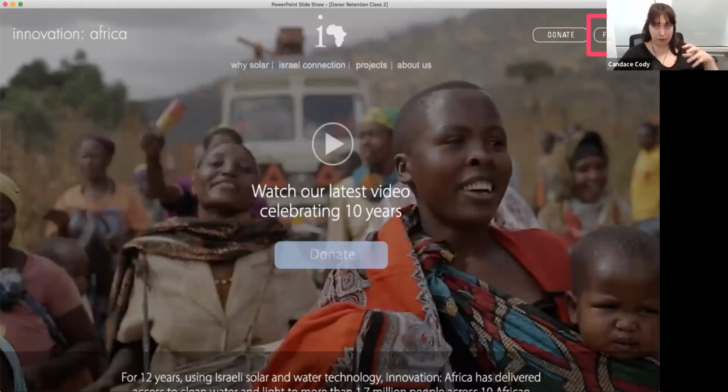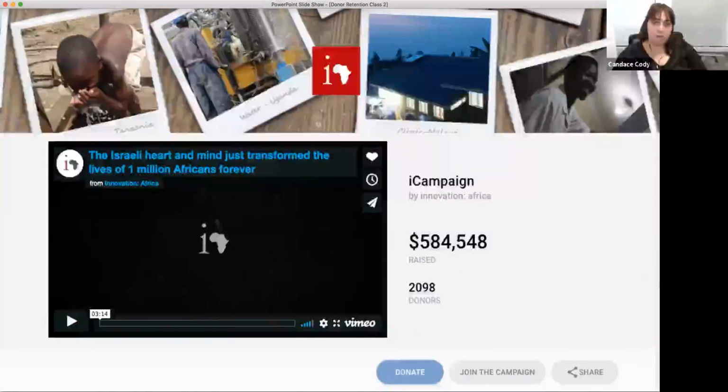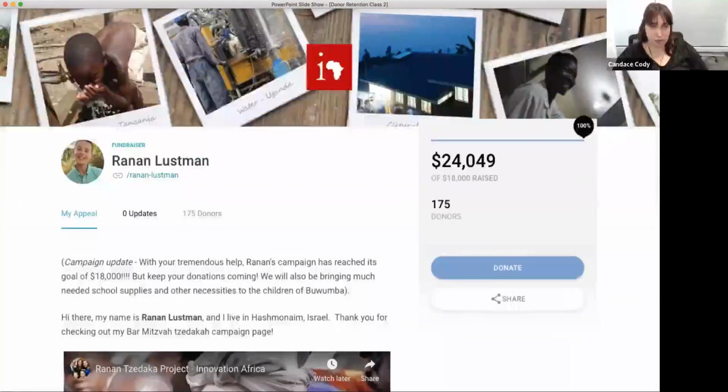So I think that's really fascinating, the way that they've incorporated peer-to-peer into the core of how their organization recruits and engages donors. So they've been running this campaign for a long time. It's just up and going all the time, and they just give their donors the opportunity to raise funds on their behalf. So Randon here, for example, he was celebrating his bar mitzvah, and in lieu of gifts, he decided to fundraise for the organization and actually ended up raising over $24,000.